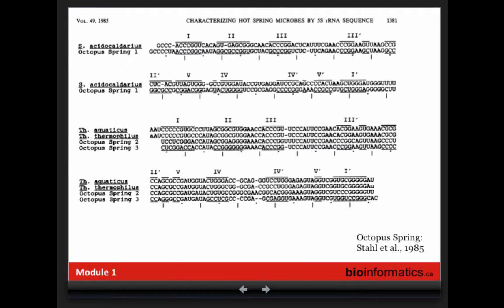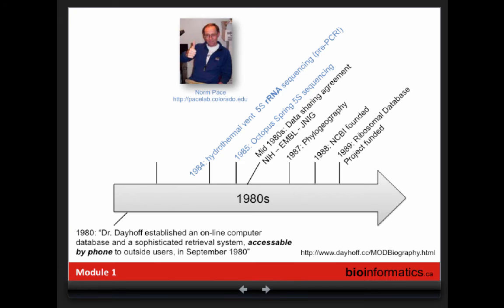And so this is just to show the three sequences that they isolated from the community. They just named them 1, 2, 3 and compared them to some of the known RNA sequences available. And they also published a simple tree of the known sequences at that time in this paper. So it's quite an interesting paper to give you some historic perspective.